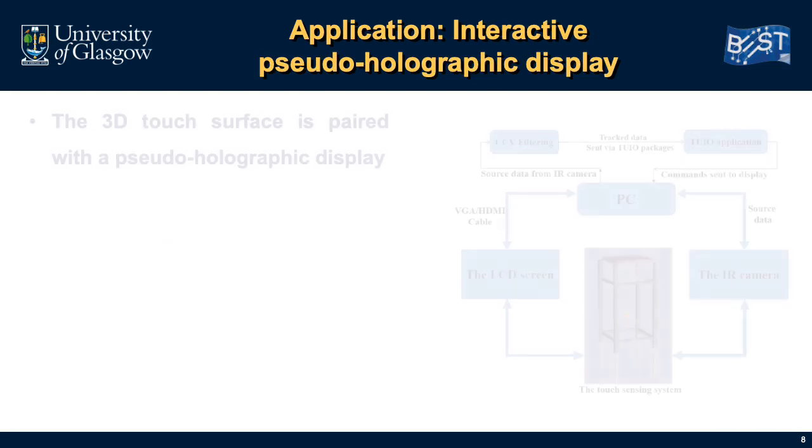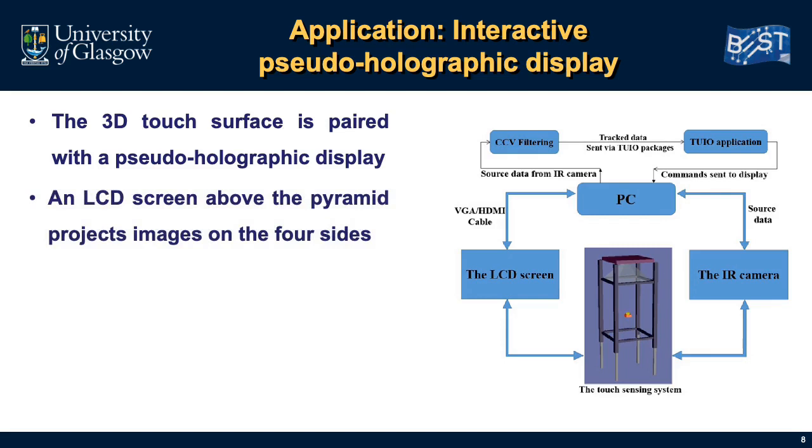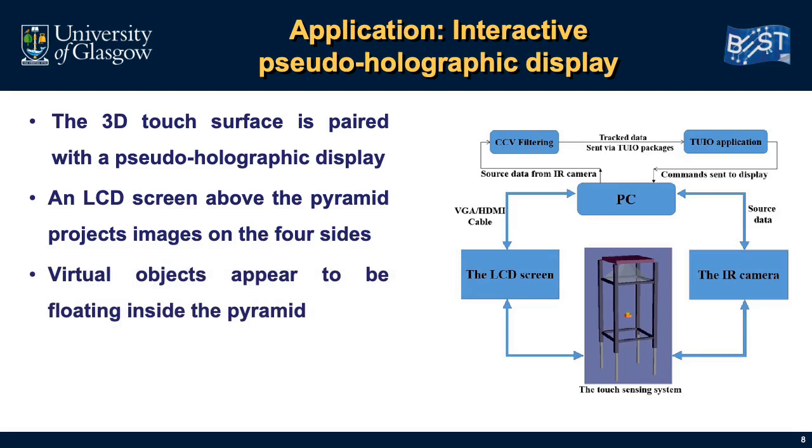To demonstrate the potential of the 3D touch surface, we paired it with a pseudo holographic display. To do this, an LCD screen is placed above the pyramid facing downwards. The images displayed on the screen get reflected on the sides of the pyramid, and as a result, we can see virtual objects which appear to be floating inside the pyramid. This system is based on the Pepper's Ghost projection scheme. The pyramid was designed with this application in mind, and the panels form a 45-degree angle with the screen so that we get optimal visual results when looking at the pyramid horizontally.